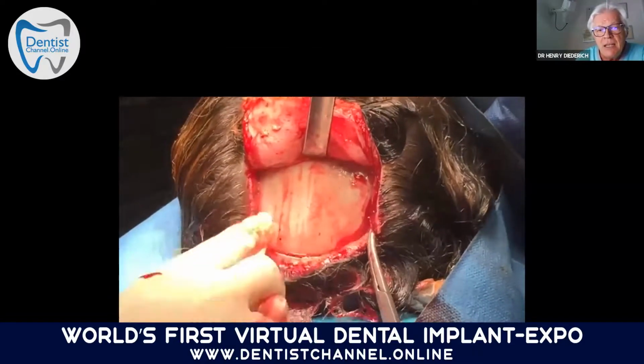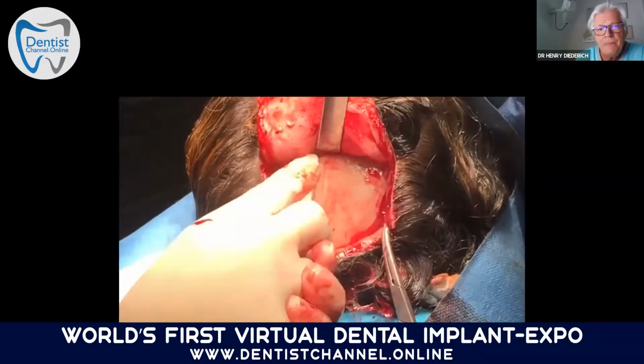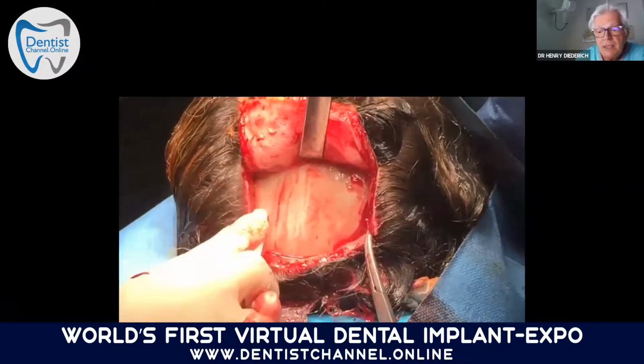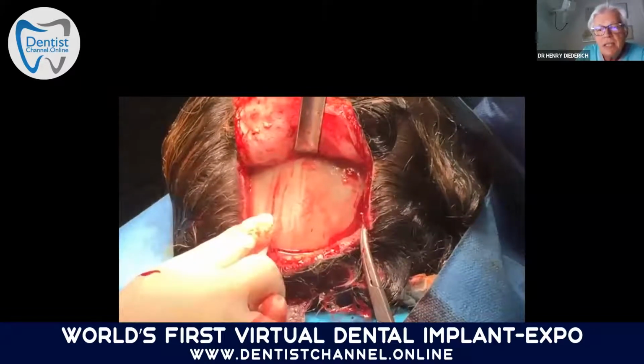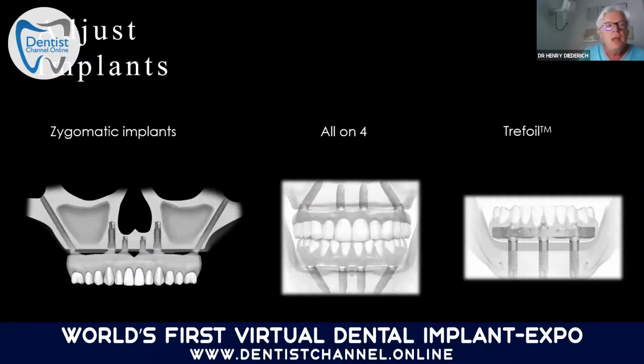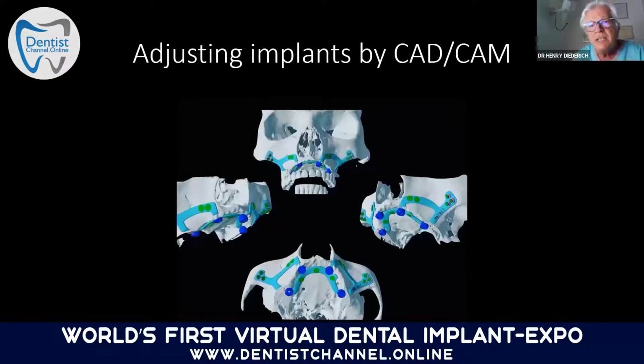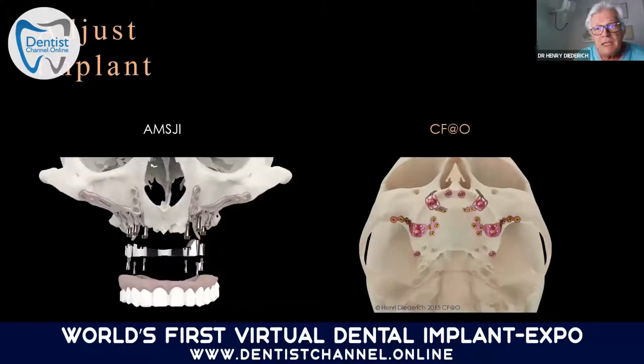That has to be done in a general anesthesia, and it takes time. And also for the patients, it's not so nice. Or what may be done on the other side, we may adjust implants. So when we have atrophied bone, we may use zygomatic implants, we may do All-on-4, we may do the trefoil system, we may adjust implants by CAD-CAM, or here also by CAD-CAM, or we may do cortically fixed at once, CF@O.